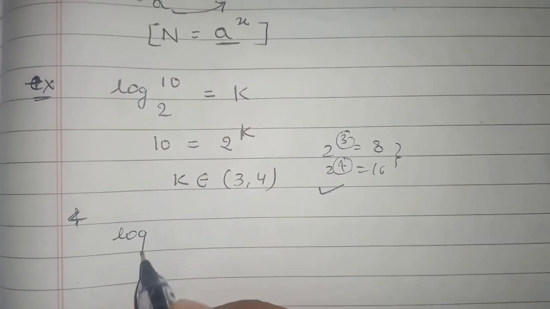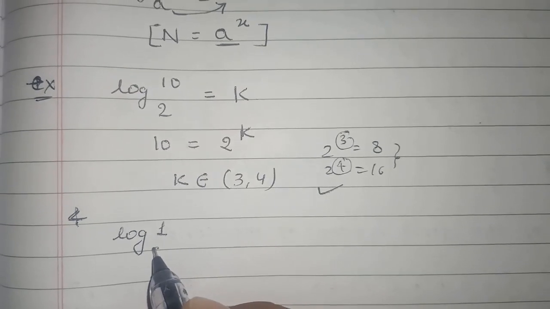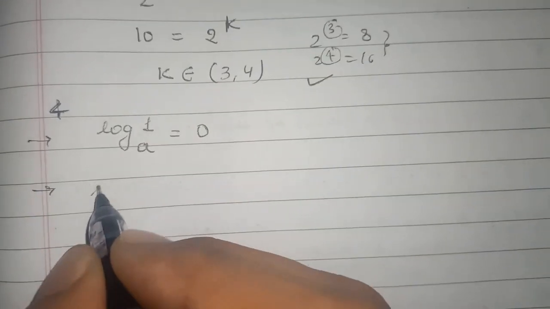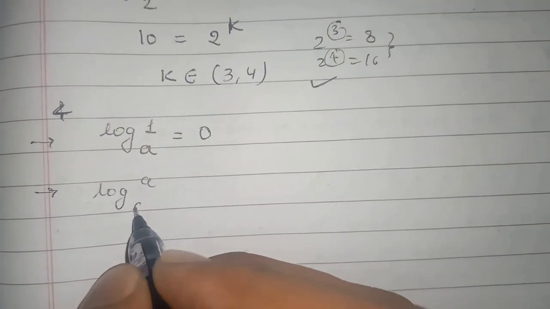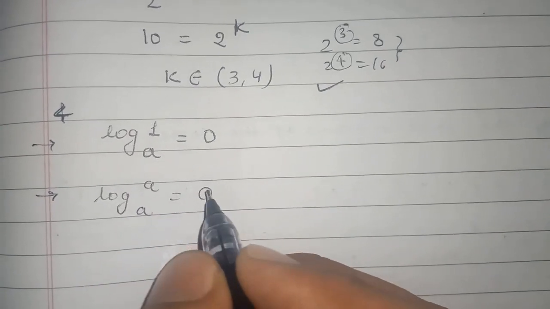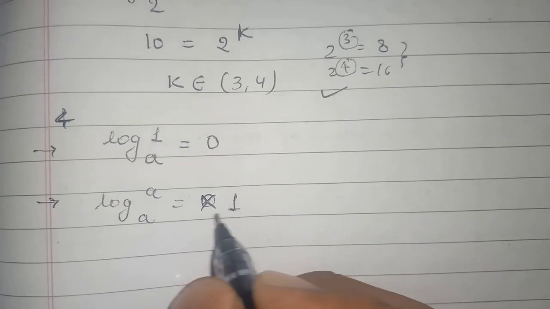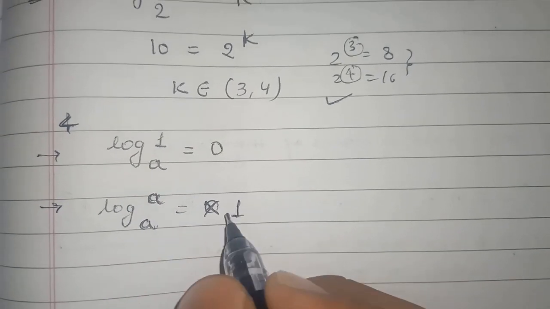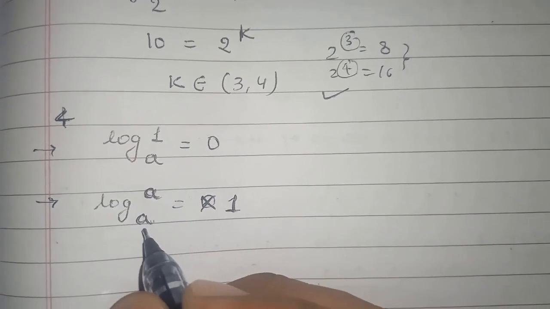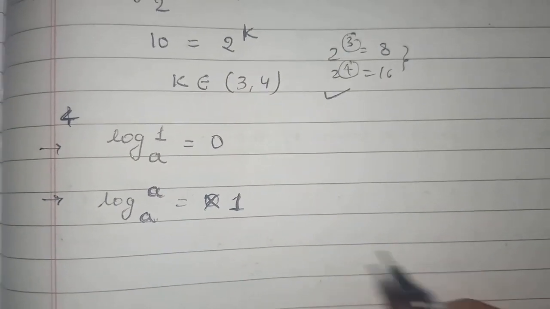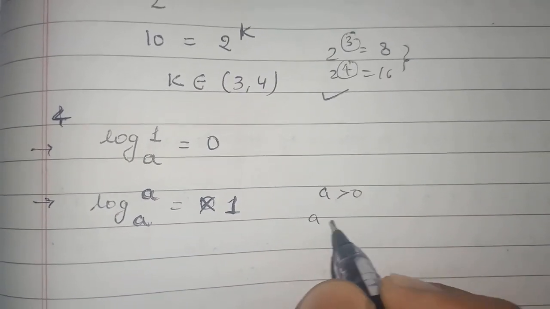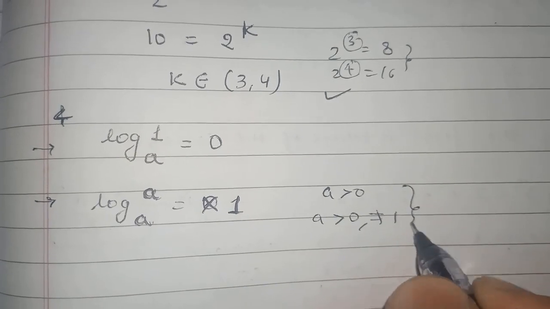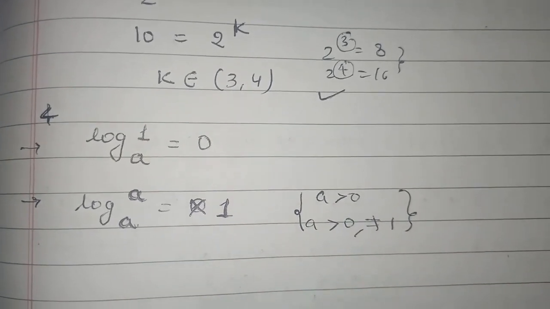Hope you understand. And log of 1 to any base is equal to 0. Next is log a to the base a is equal to 1. If the base and the number are equal, then log something to the base of that same thing is 1. Also a must be greater than 0 and not equal to 1. If these conditions are satisfied, then the properties of log are defined.